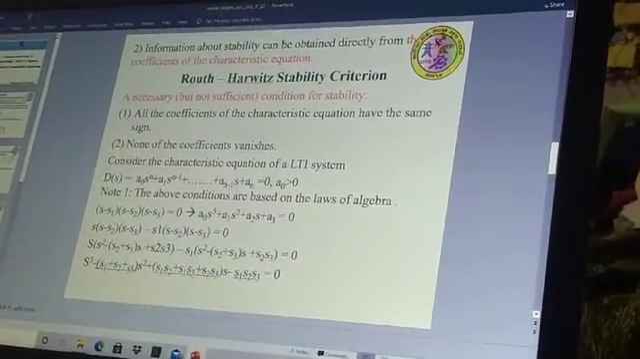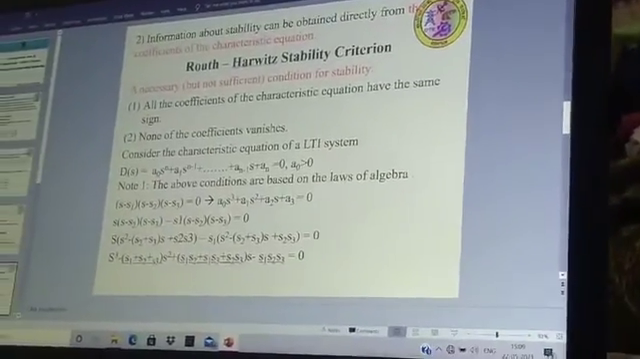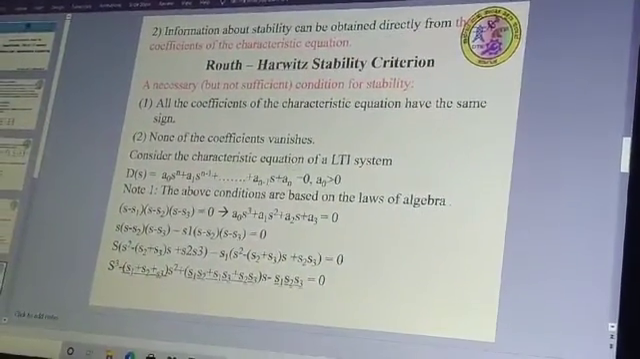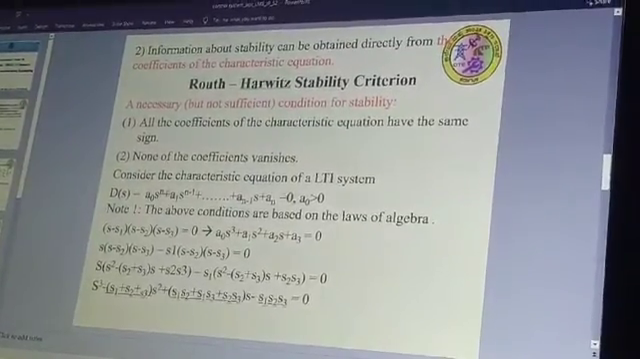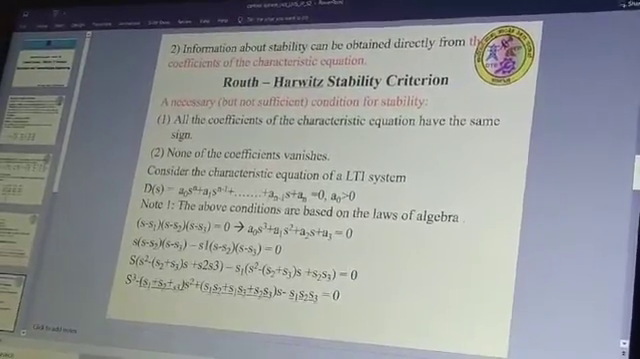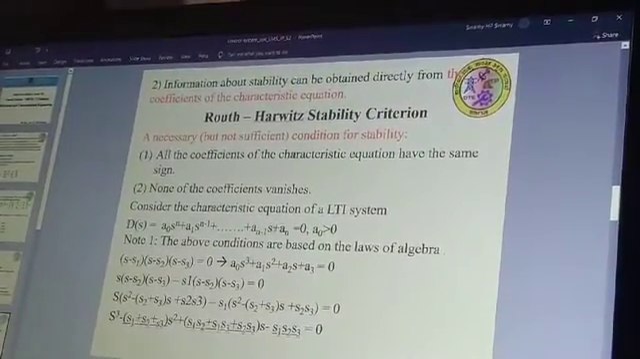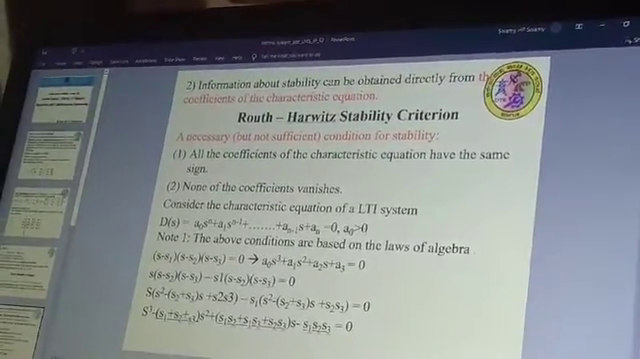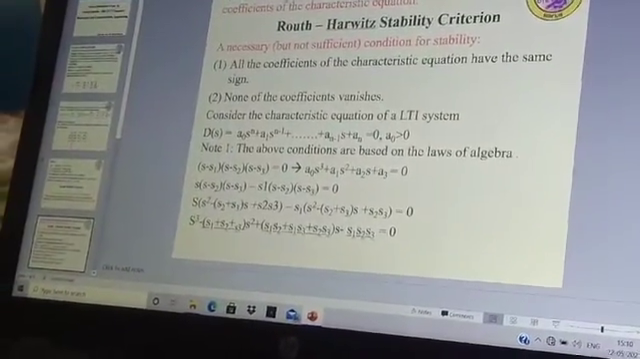That means if the starting power is s to the power of 4, it should end with s naught, without missing a single power in the equation. So consider the characteristic equation of an LTI system: D(s) = a0 s^n + a1 s^(n-1) + and so on, plus a(n-1) s + an = 0, where a0 should be greater than 0. Note 1: the above conditions are based on the laws of algebra.